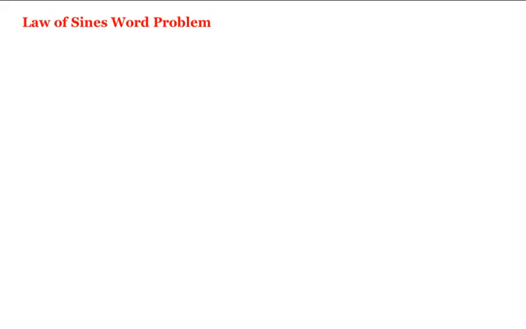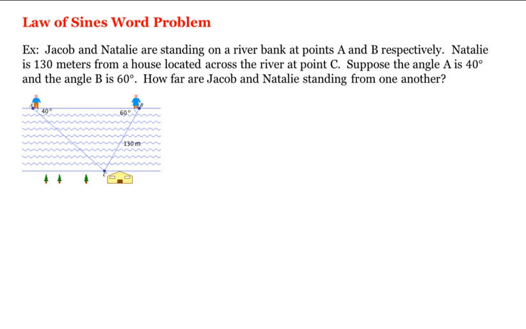Let's look at a word problem which uses the law of sines. For example, Jacob and Natalie are standing on a riverbank at points A and B respectively. Natalie is 130 meters from a house located across the river at point C. Suppose the angle A is 40 degrees and the angle B is 60 degrees. How far are Jacob and Natalie standing from one another?